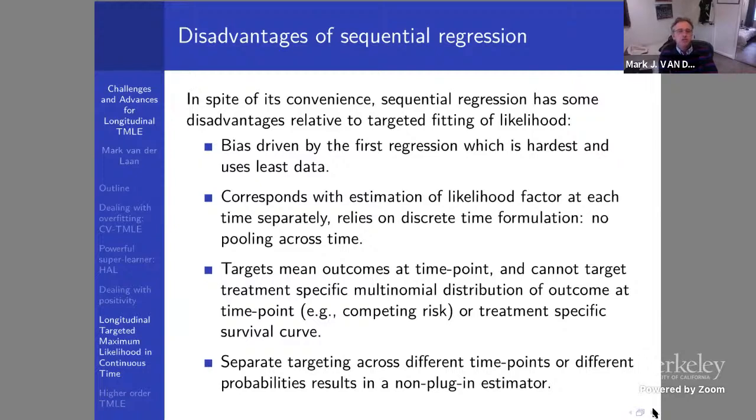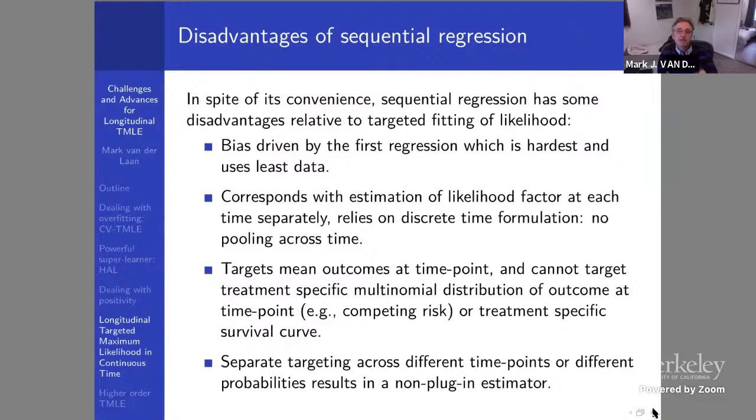The other thing with sequential regression is that it really is made for mean outcomes, counterfactual means. You can do it for the outcome at a particular time point, but you cannot target, for example, a treatment-specific multinomial distribution of an outcome at a time point. For example, maybe you have an outcome which has 3 possible categories, like in competing risks. You have an outcome of type 1 happening, or an outcome of type 2 happening, or neither happening. So these are 3 events.